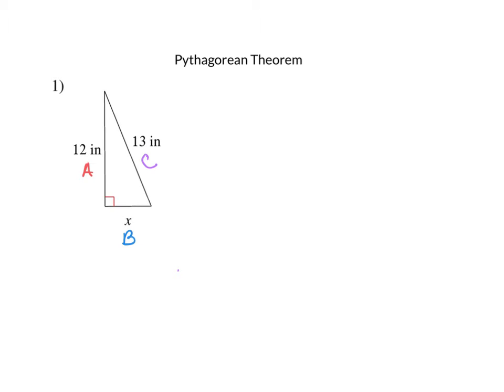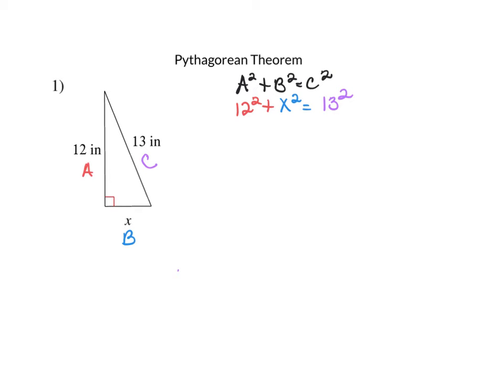Now we're going to go up and add our equation. The equation for the Pythagorean theorem is a squared plus b squared equals c squared. Now we can go back and add our numbers. So we know that side A is 12, so a squared is going to be 12 squared. Side B is x, so that's just going to be x squared. And side C is 13, so that's going to be 13 squared.